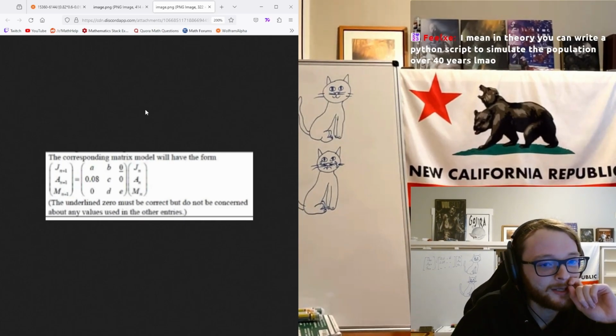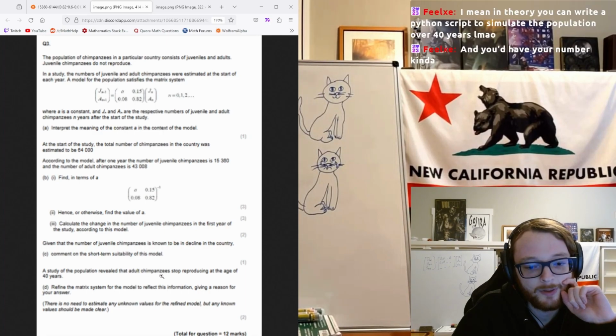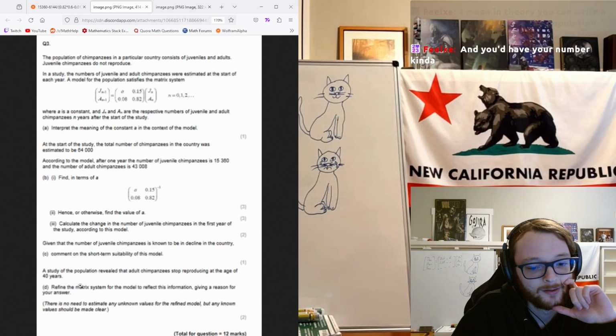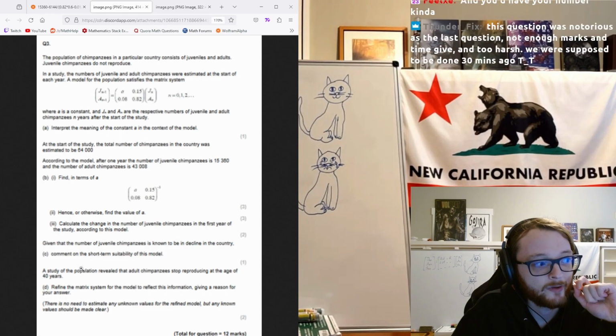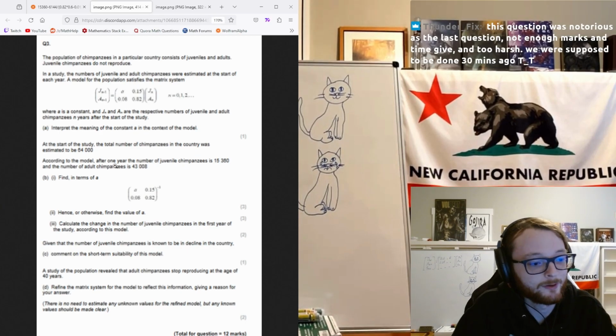I think they're trying to make you not overthink it. And with the hint they've dropped that adult chimpanzees stop reproducing after 40 years old, what they're trying to tell you is that the senior chimpanzees can't affect the juveniles because they're not reproducing. And I think they don't want you to think any farther than that, even though the reality is kind of different.